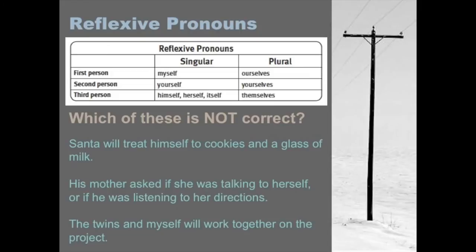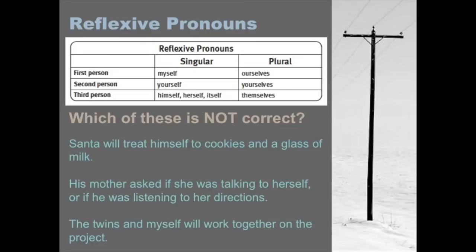The first sentence is correct because the word himself follows the action verb will treat. So it is in the objective form. It's used correctly because reflexive pronouns are always an object pronoun, and object pronouns follow action verbs. The second sentence is also correct. The word herself is the object of the preposition to. Another way to make an object pronoun is to make it the object of a preposition. So this sentence is correct.